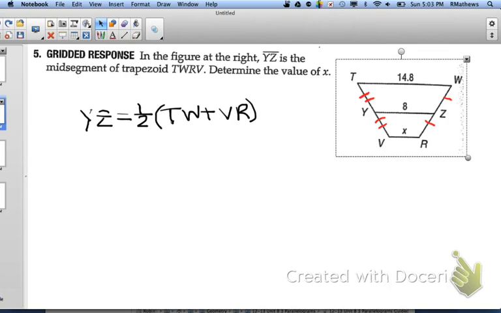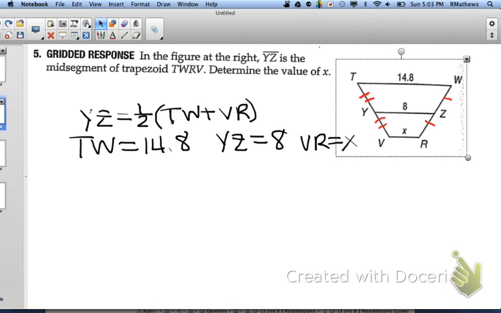And now let's look at the information we have. We know that TW equals 14.8, and we know that YZ equals 8. And VR is our unknown. VR equals X. And it's important to write this out because oftentimes you guys tend to think that what you're looking for is the item that's already isolated in the generic equation, and so you would have put X for YZ. I see that happen often. That's a common mistake. So by writing the formula out with the correct terms for this trapezoid, it's easier to see those types of things so you don't make that mistake.